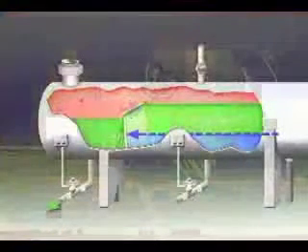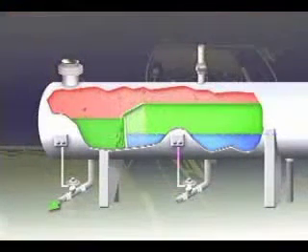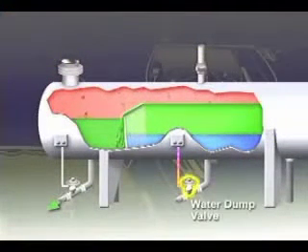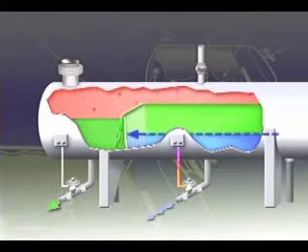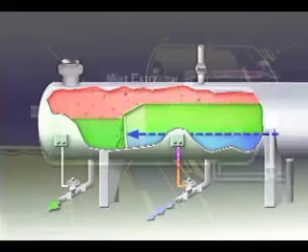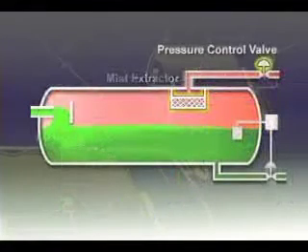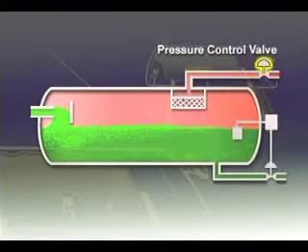senses the height of the oil-water interface. This controller signals the water dump valve to release as much water from the vessel as is needed to maintain the oil-water interface at design height. The gas flows horizontally and exits through a mist extractor to a pressure control valve, which maintains constant vessel pressure.